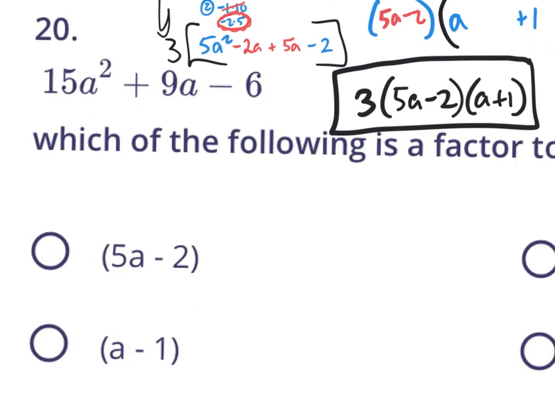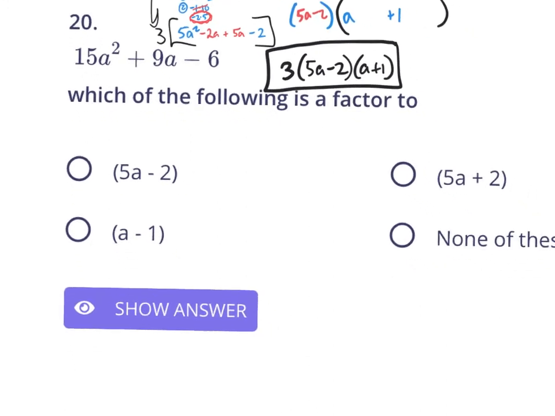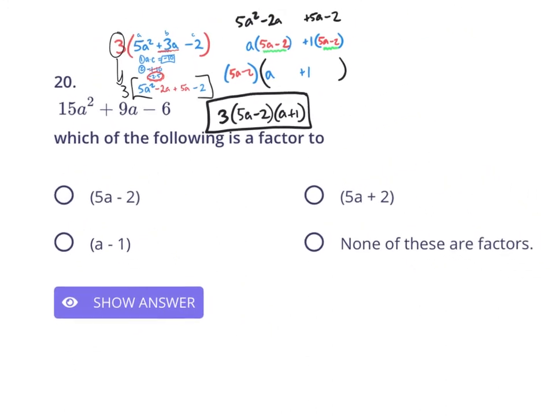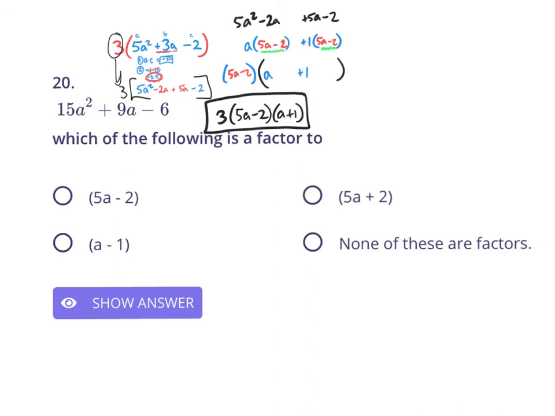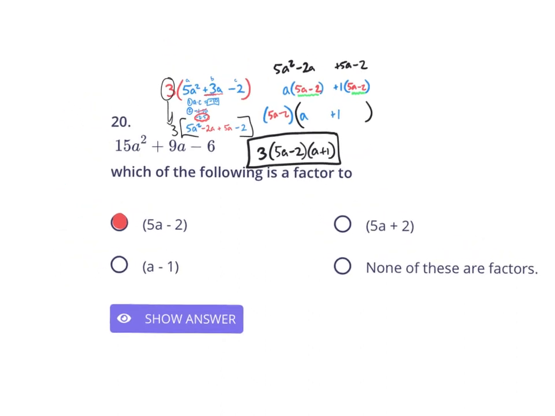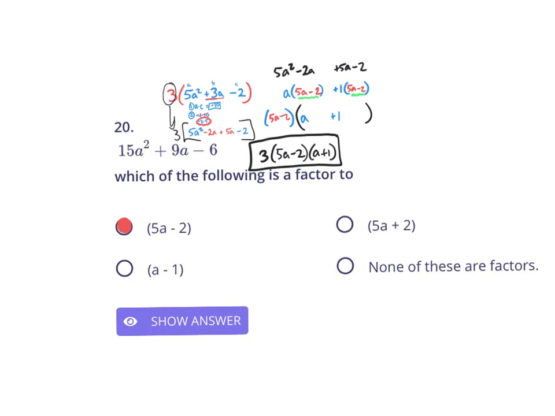The original was 15a squared plus 9a minus 6. Now, that should be your answer, but they're not going to write that answer, because you could technically distribute and kind of cheat, and be able to answer it without factoring. So which one of the following is a factor? Is 5a minus 2 a factor? Yeah, it's right there. So this is definitely an answer. A minus 1, nope, it's supposed to be a plus 1, so that's not it. 5a plus 2, no, that's not it. None of these are factors? No, this was a factor. So that is your answer. That's how they're going to ask it on the final. I hope you guys get it.